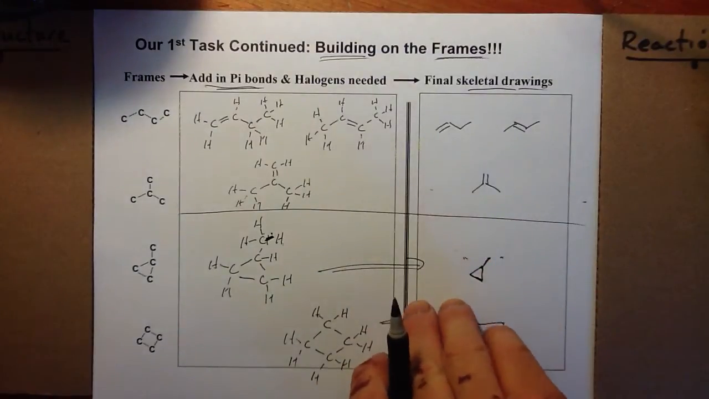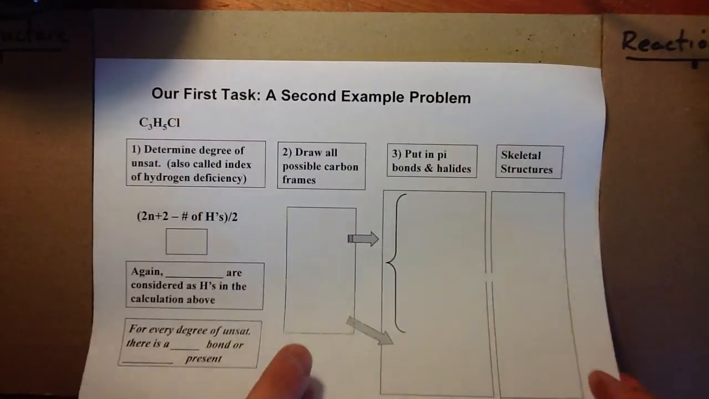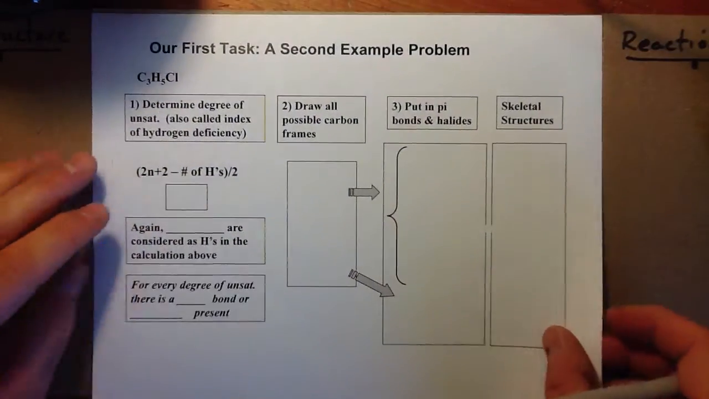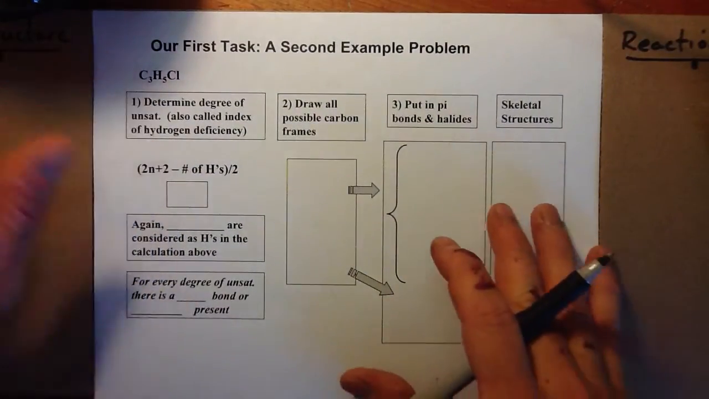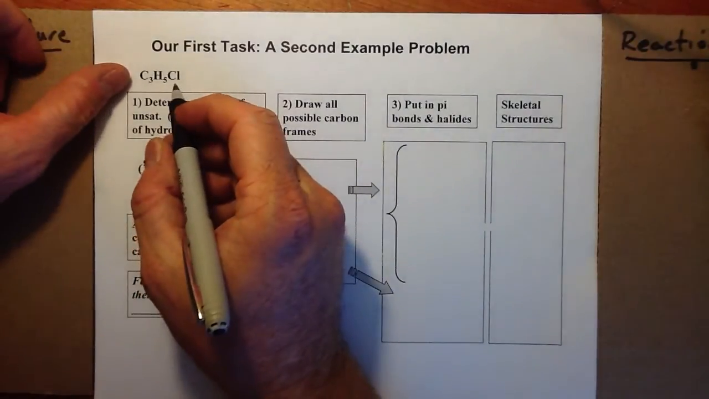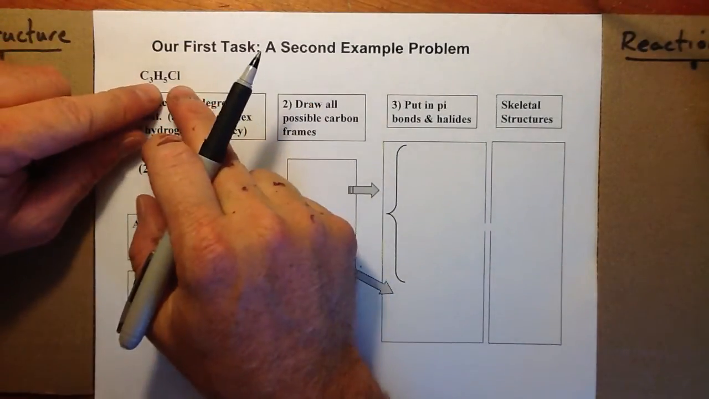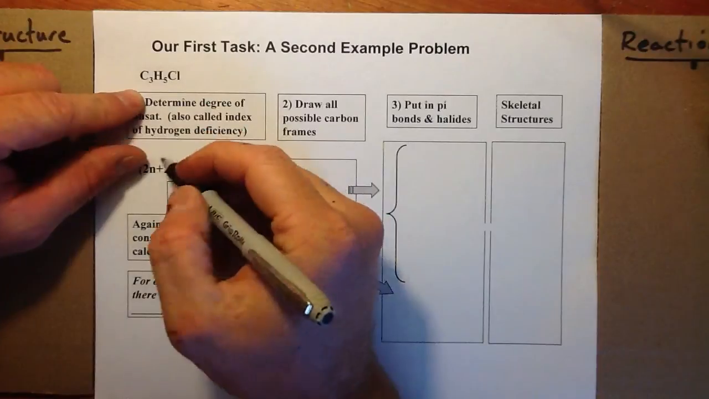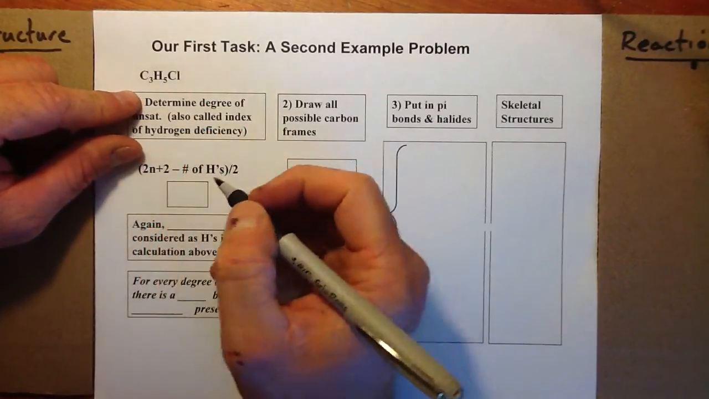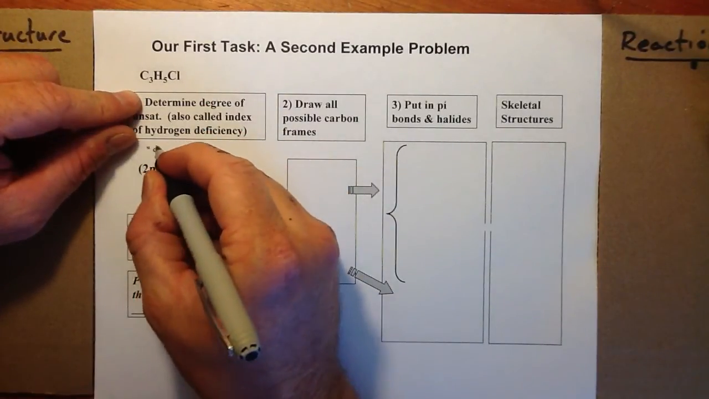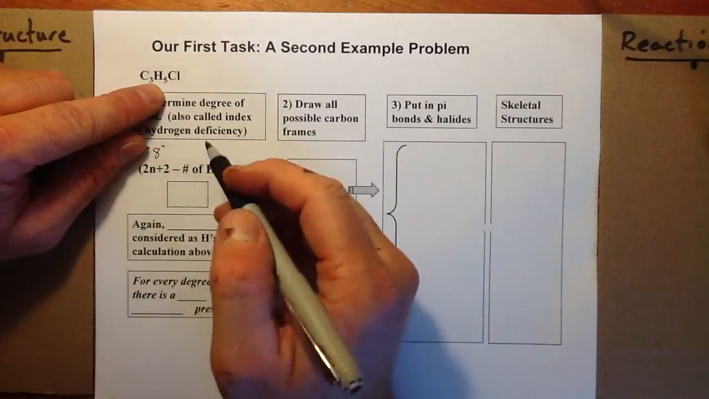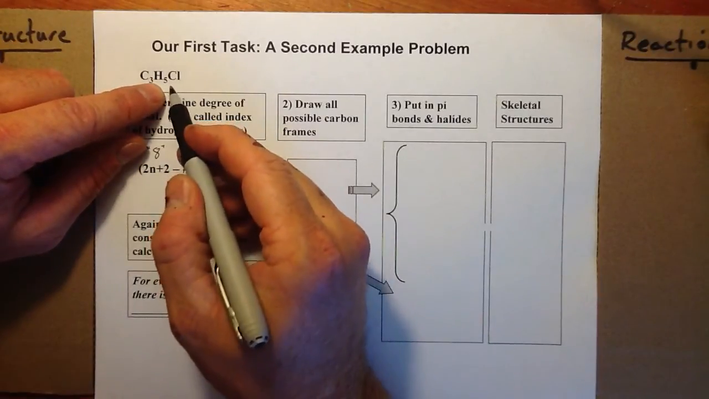All right, one more, and this presentation will be complete. Let's take on, and we're going to go a little more quickly here with this one. It's a simple one. C3H5Cl. Now, how do we determine the degree of unsaturation? We take that 3 times 2 plus 2, so that would be 8 for this one. And we take the number of hydrogens and halogens.